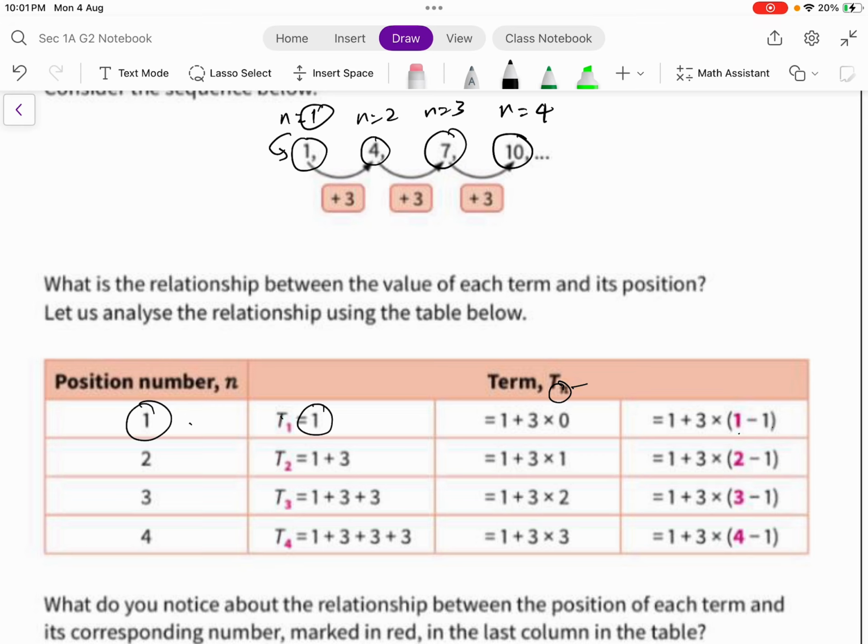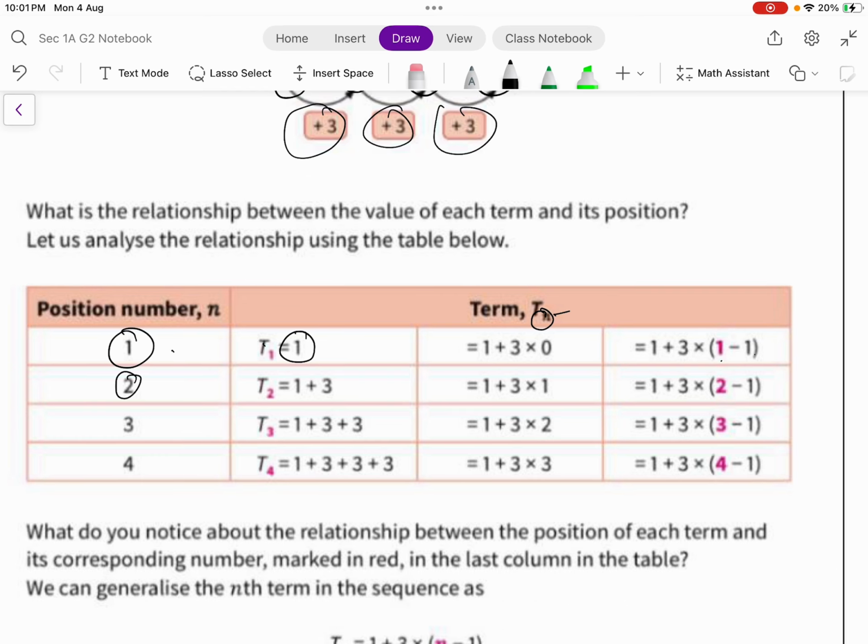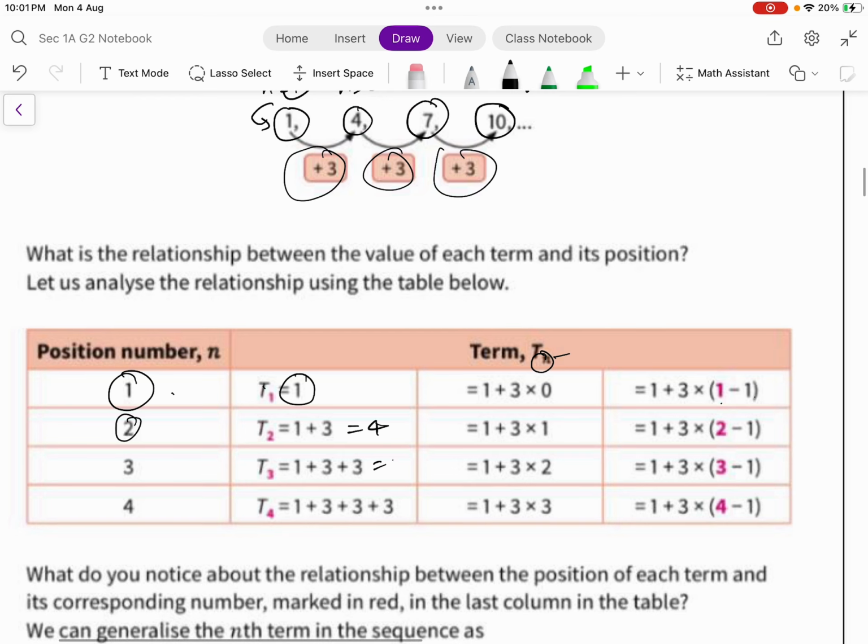Second place number is T2 equals 1 plus 3, because we know that it increases by 3 each time. So this is actually 4. Then this one is 7. So we know that T3 is 1 plus 3 plus 3. And then finally we have T4. 1 plus 3 plus 3 plus 3 gives you 10.